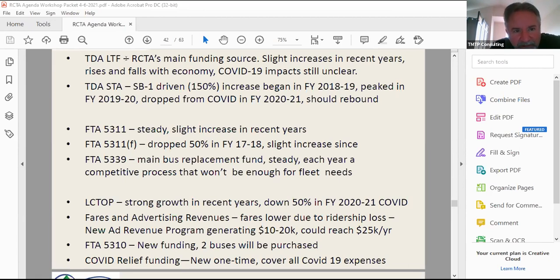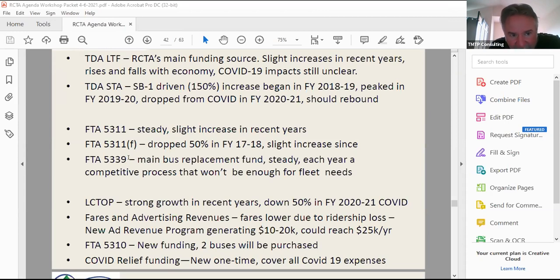So the first one is the biggest one. As it said, it's our main funding source in the range of 500 to 700,000 a year, which is a lot. Remember, our operating budget's only a little over a million. So this is huge. In fact, these first four, TDA LTF, TDA STA, FTA 5311, and FTA 5311F, have been used for operations by RCTA since before Dan and I came along. So for many, many, many moons.